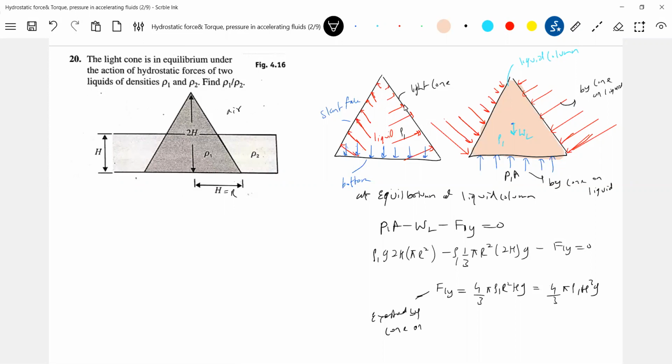Sir, can you explain the calculation, sir? I'm getting another answer. H equal to r, radius is r and it is 2h. Finish work.